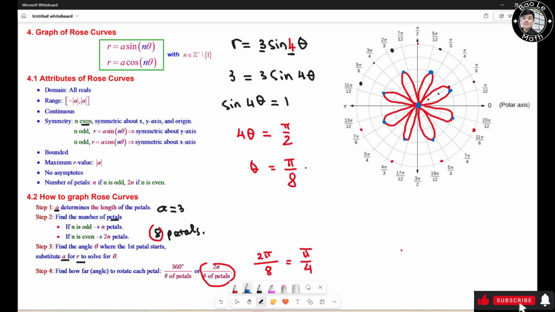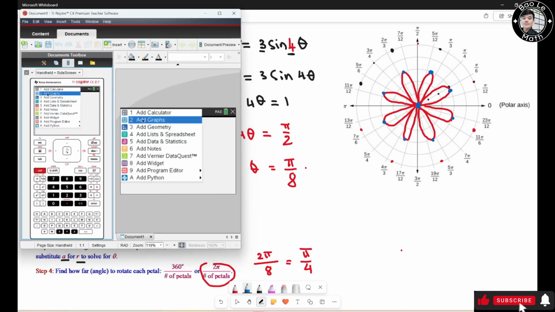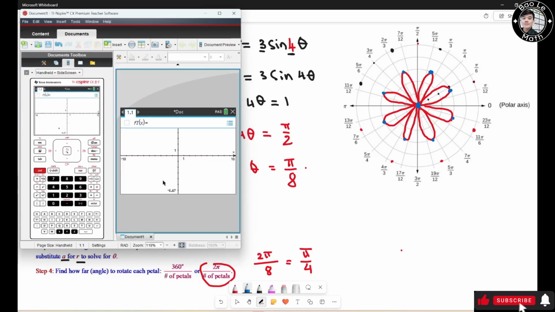Now we're going to use the calculator to graph this one. I'm going to use the TI-Nspire calculator first. This is the main screen. You just hit add graph right here. Now F1 right here, you need to convert this one into a polar function.